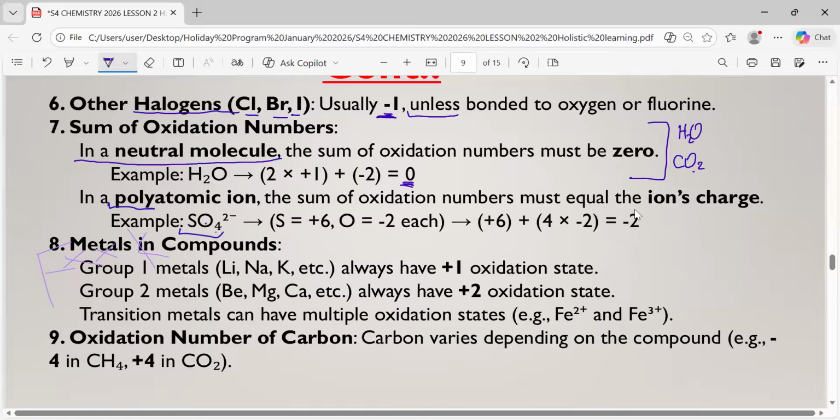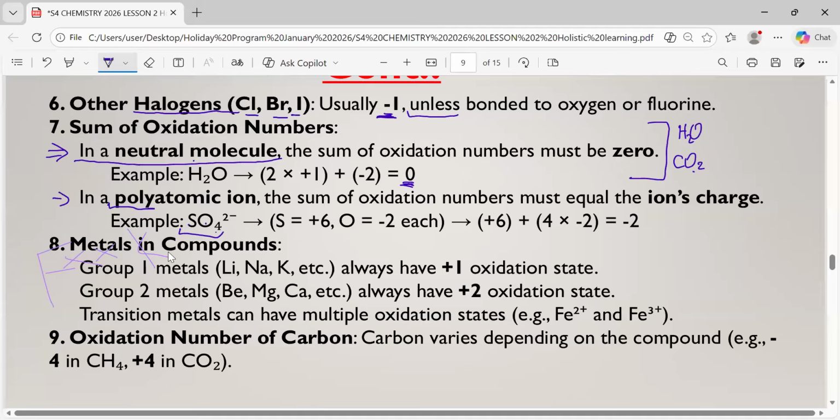So we can use this knowledge to determine the oxidation states of elements which are not known in a given compound. We shall see that in our exercise, where we're going very soon. This is going to be applied very much, for a neutral molecule and for a polyatomic ion. Continue.